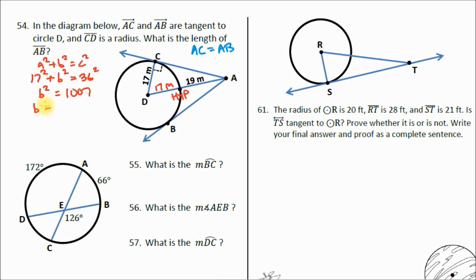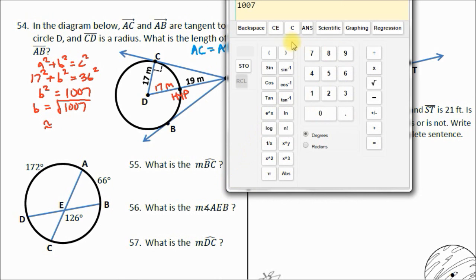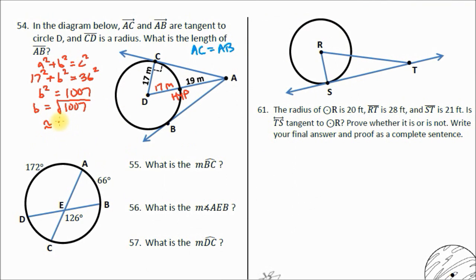And that means b is equal to the square root of 1007. And that is going to be, let's find out, the square root of 1007 is equal to 31.73, or we can round that to 31.7. So approximately 31.7 meters. And that means I can write as my final answer AB is equal to 31.7 meters.